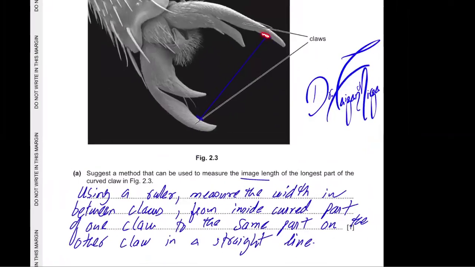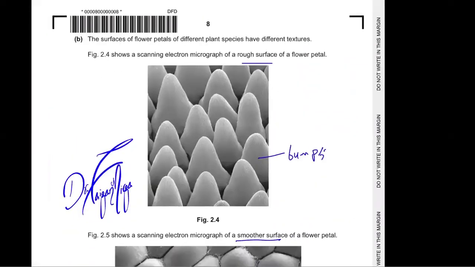So how can you measure the longest part? You can just place a scale here and a scale here and measure between the two claws, same part on the other claw. So you just describe it properly using a ruler: measure the width between the claws from the inside curved part of one claw to the same part on the other claw. You can't measure it from here to here and say that this is the claw width. Similarly, you can't measure it from here till here. You have to measure from the same part at both claws to get a straight distance between the two claws.